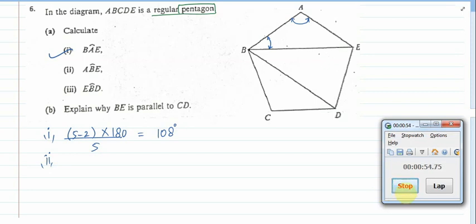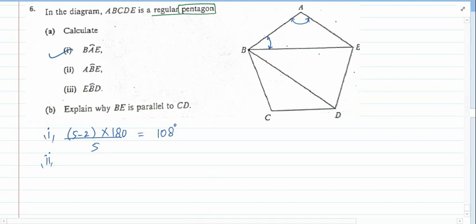To find that angle, we know that these two angles are the same. If this angle is A, then this angle is also A because it's a regular pentagon, all sides are equal. So it will be A plus angle A, that is 108, is equal to 180. 180 minus 108, that is 72, and 72 divided by 2, that is 36.